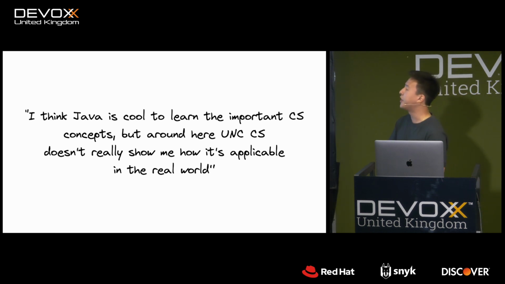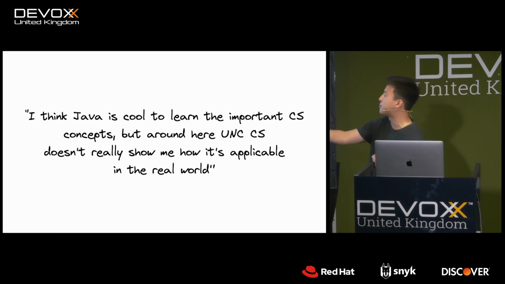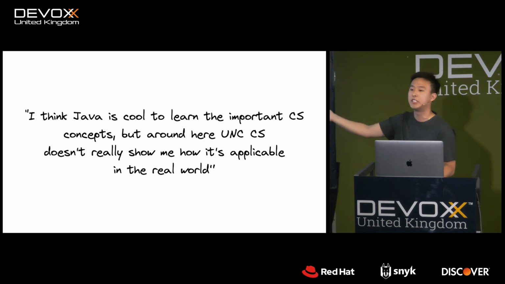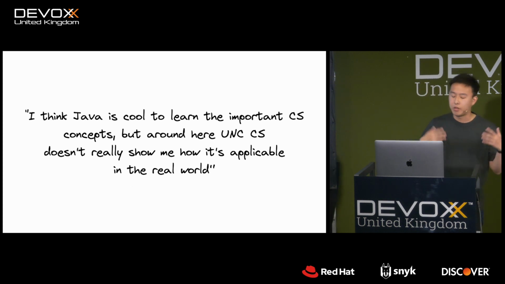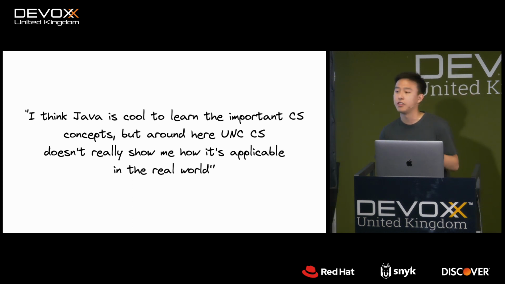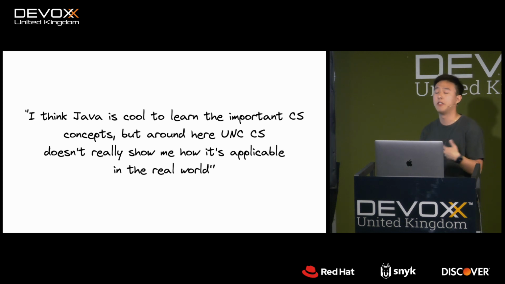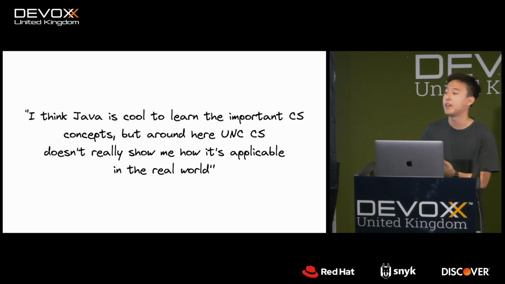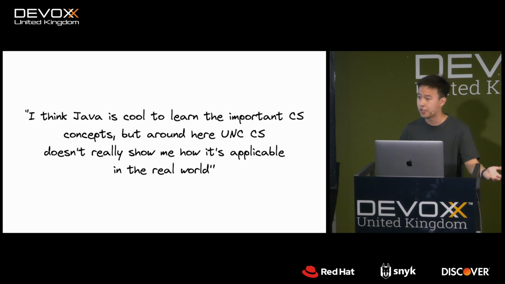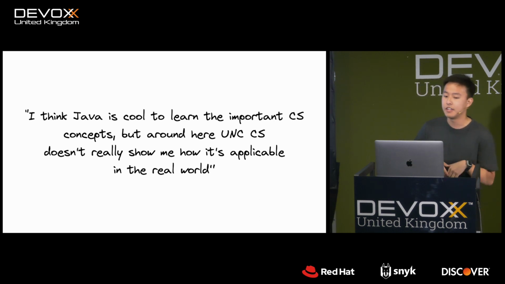So I think Java is good to learn the important CS concepts, but around here, UNC computer science doesn't really show me how it's applicable in the real world. Now, again, as I mentioned, when you start working with Java in university, you're learning about classes and interfaces, and once you get to industry, you have to learn how to use the command line, you have to learn how to build a REST API, what a service is, and those are not necessarily the things that you were taught back in your introductory course.